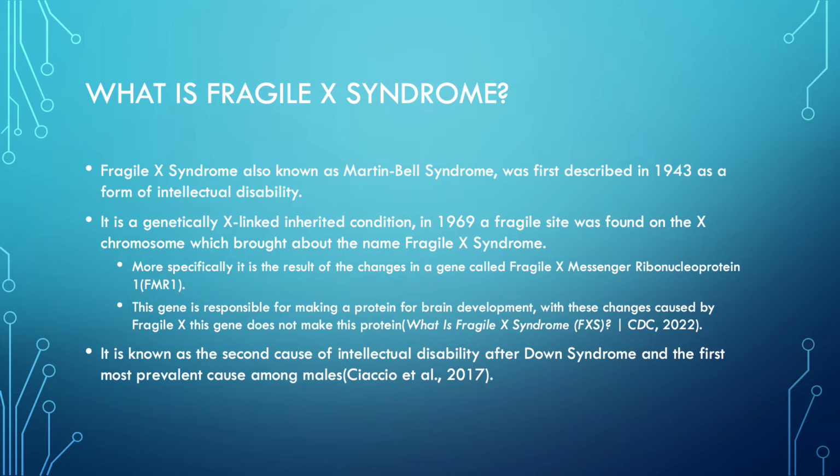More specifically, it is the result of changes in a gene called Fragile X messenger ribonucleoprotein 1, also known as FMR1. This gene is responsible for making a protein for brain development. With these changes caused by Fragile X, this gene does not make this protein. It is known as the second cause of intellectual disability after Down syndrome, and it is the most prevalent cause among males.